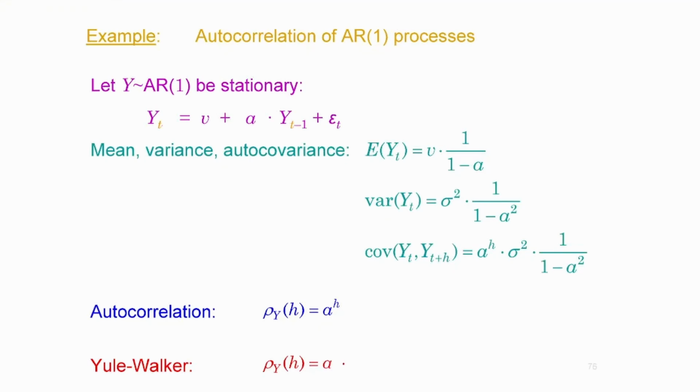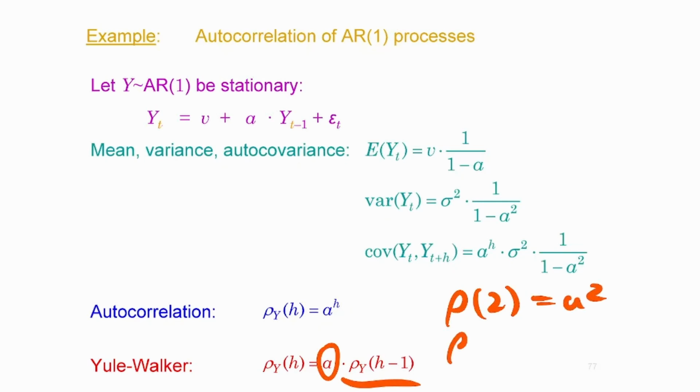Anyways, if you look at the Yule-Walker equation, you simply have a times the previous autocorrelation. So for the autocorrelation with respect to time lag 2, you simply take a times the autocorrelation with respect to time lag 1. So that's going to be a squared. Then you have the autocorrelation with respect to time lag 3, which is going to be a times a squared. So this is how it evolves: you take the previous one and multiply it by a to get the next one.